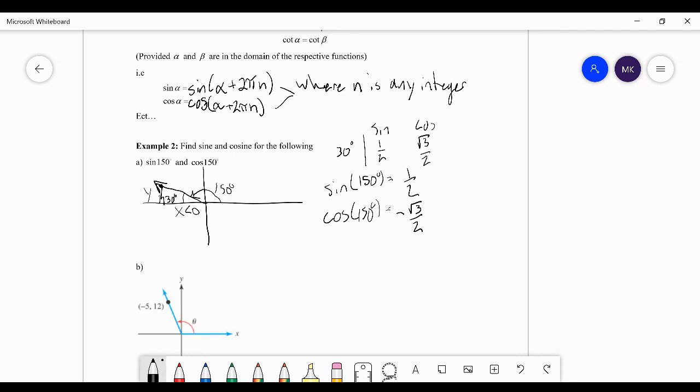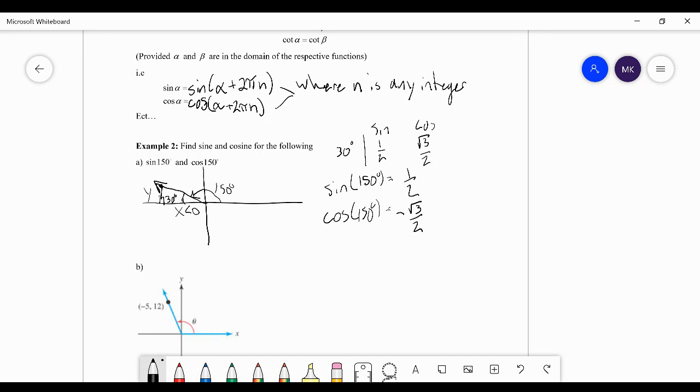Okay, so I know you might be thinking, wait, how is a 150 the same as a 30? It's not the same, but it is similar. We can create this 30-degree angle here that gives us the same sine and cosine that it would over here, except it's using a negative x value.